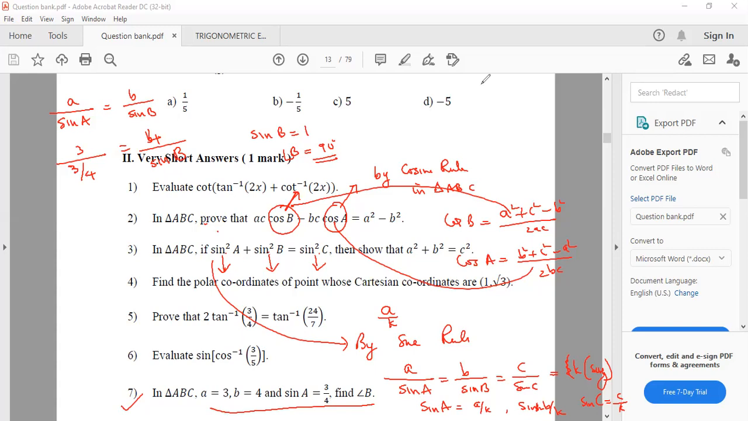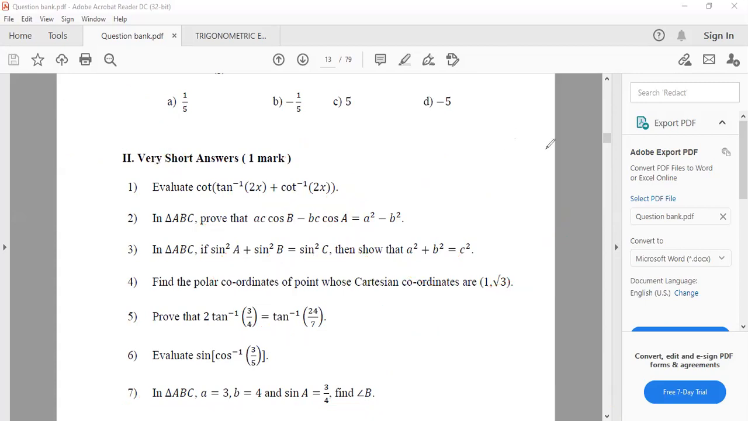Sir, how will we do question number 5? Coming, we have not reached that. The formula is tan inverse x plus tan inverse y. I'm just taking one formula and doing it.